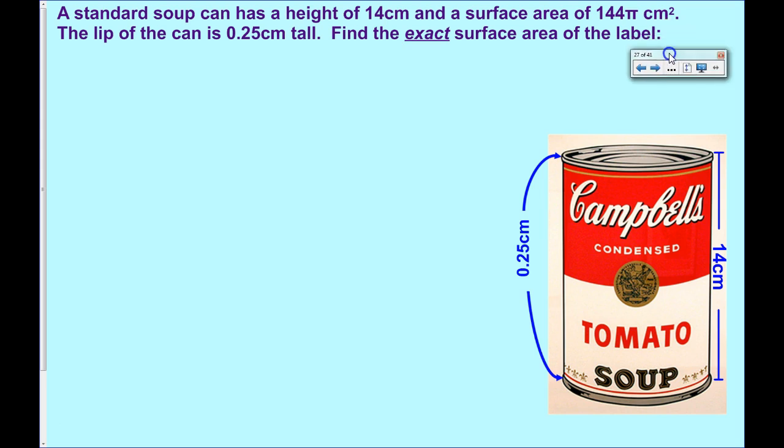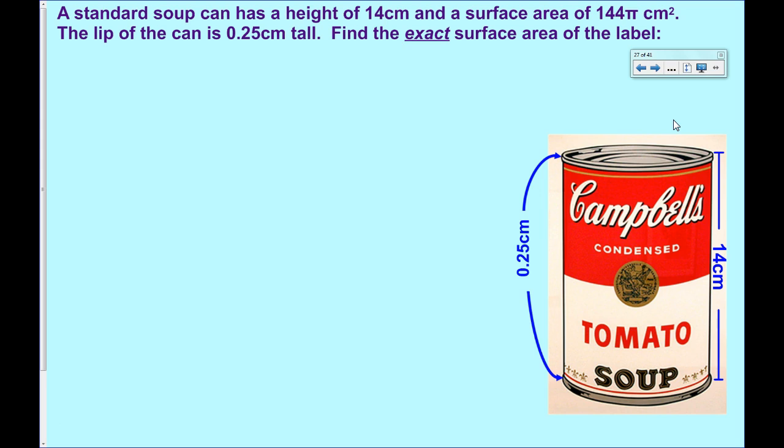Next up, we have a pretty awesome problem, and this is a Campbell's soup can, and I would like to know the surface area, the exact surface area, in fact, of the label. And we are told that the total height of the can is 14 centimeters, and the total surface area of the entire can is 144 pi square centimeters. But there's a little problem because there's a little bit of a lip on the can that cuts into the surface area of the label. And I want to figure out what the surface area of this label is.